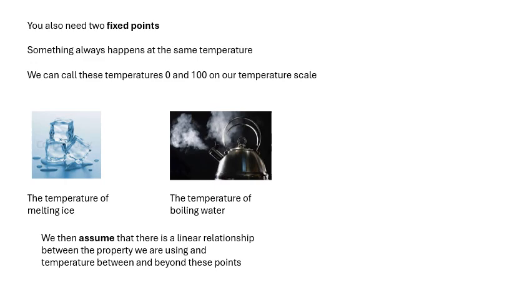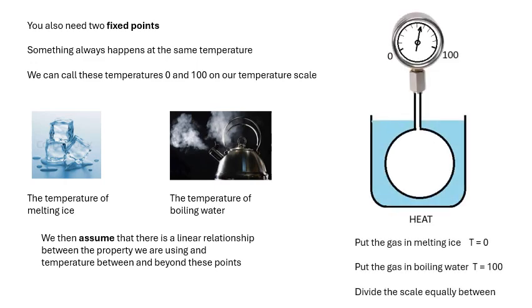And then what we do is we assume that there is a linear relationship between this property and the temperature between and beyond these points. So, for example, I get my jolly bulb and I put it in melting ice, and then on the pressure gauge I mark 0, and then I put it in boiling water, and on the pressure gauge I mark 100, and then I get a pen and I divvy it up from 0 to 100. Okay, so I assume that there is a linear relationship between 0 and 100.